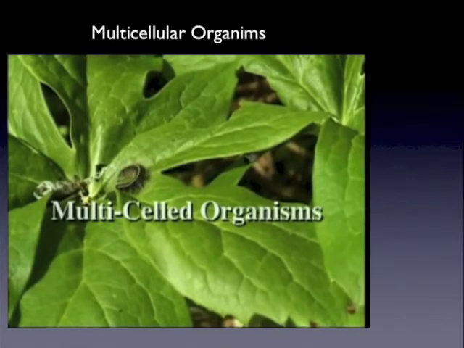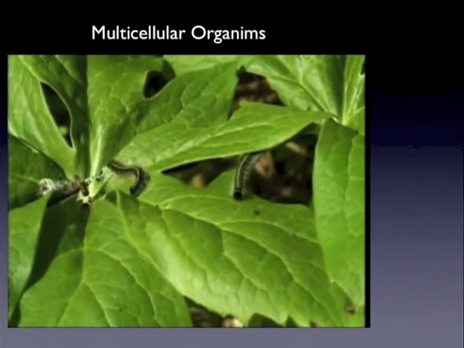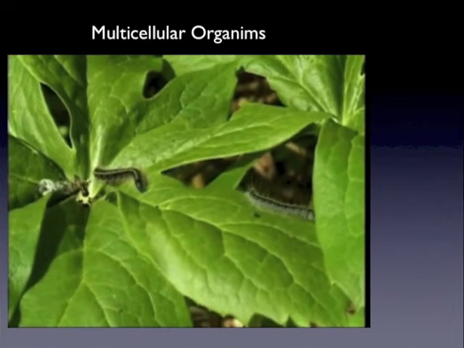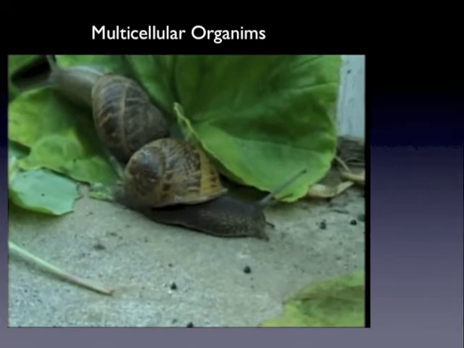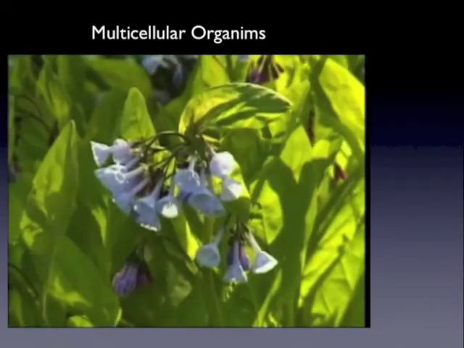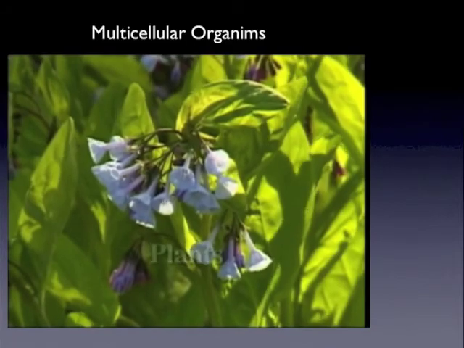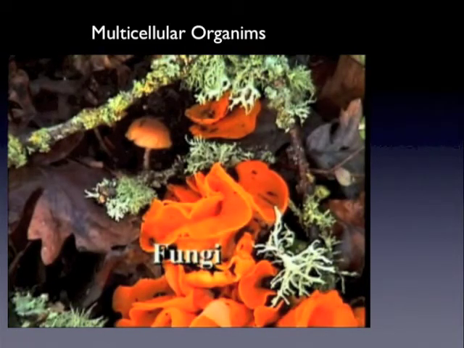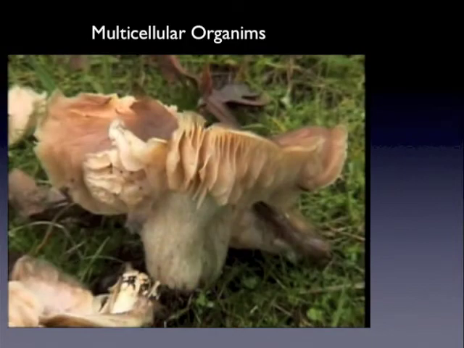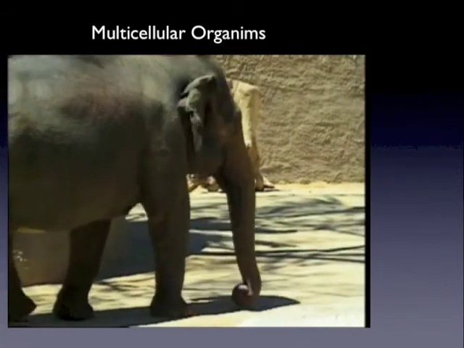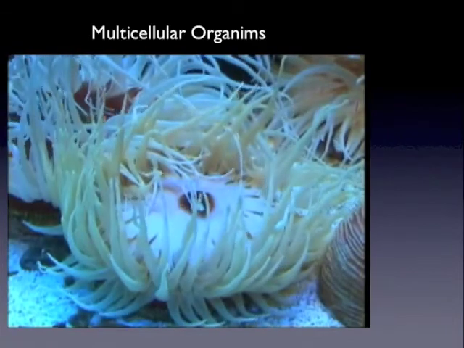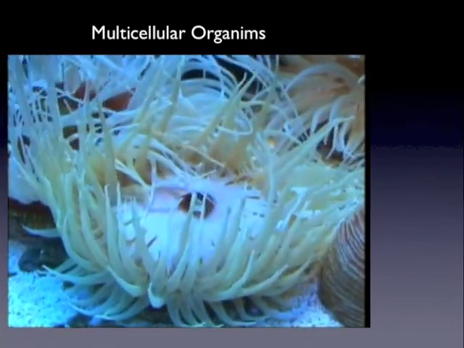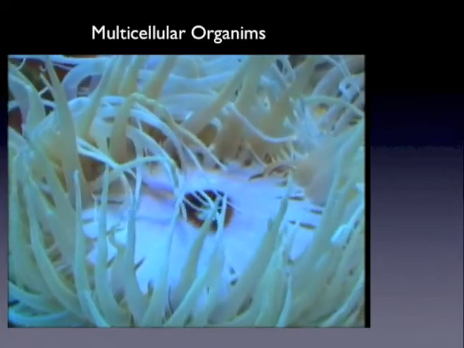Multicelled organisms are creatures that are made up of large numbers of cells. Scientists classify multicelled organisms into three separate kingdoms of living things: the kingdom of animals, the kingdom of plants, and the kingdom of fungi, consisting of organisms such as mushrooms and molds. Large, complicated, multi-celled organisms like this elephant are made from billions of cells. But smaller and simpler multi-celled organisms like this sea anemone are made up of a much smaller number of cells.